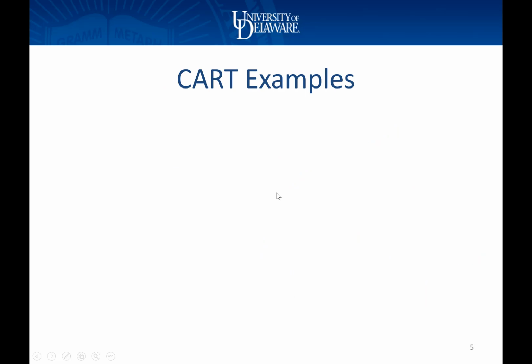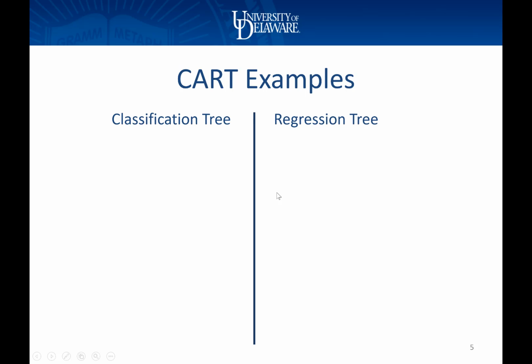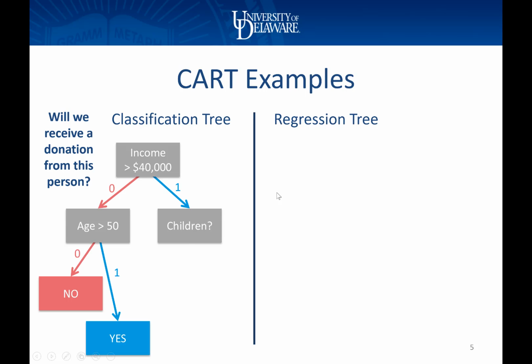Let's look at some examples of classification and regression trees. On the left-hand side, we're going to look at whether we receive a donation from a particular person. And that tree is the one we saw on the previous page. We're going to make different decisions about where that person will end up as a yes or a no based on certain variables in their background.